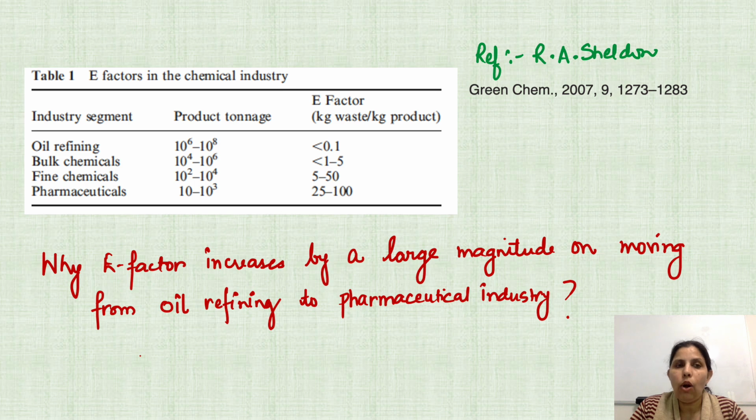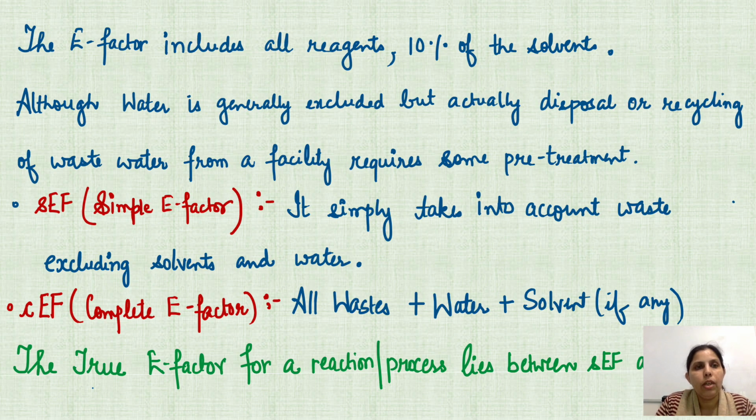But this cannot be used as an excuse for generating waste. So careful consideration of the synthesis processes which we are using for the creation of APIs, a careful scrutinization of every step should be done. The methodologies need to be revised while keeping in view the green chemistry principles to reduce the E factor. So E factor includes all reagents and 10% of the solvents as well.